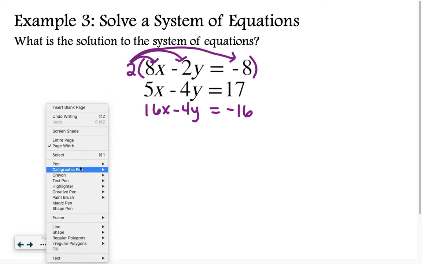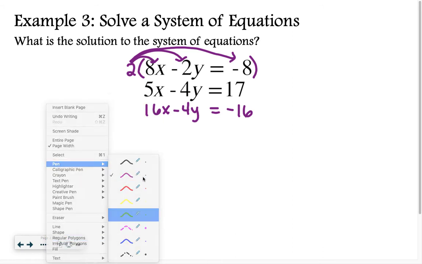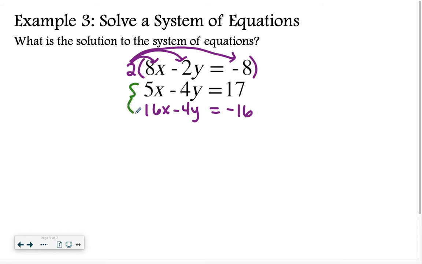So now I'm going to look at these two equations, the one that I changed down below, and the one that I haven't touched yet. I see I have minus 4y, minus 4y. So in order to get that to cancel, I'm going to subtract both of the equations. So I have 5x minus 16x, which is negative 11x. Negative 4 minus a negative, that minus a negative becomes plus. So I have negative 4 plus 4, that's 0. So the y's canceled, which is exactly what I wanted.